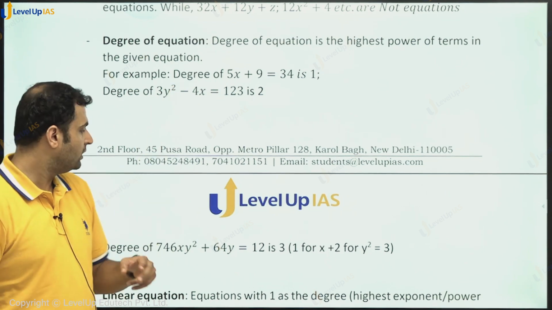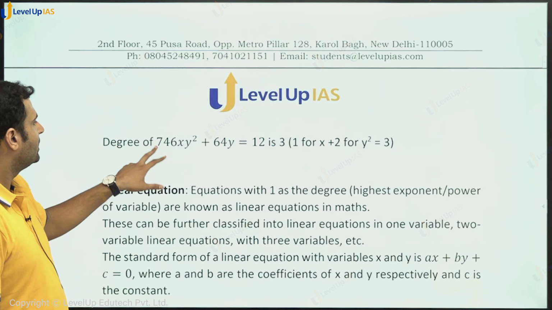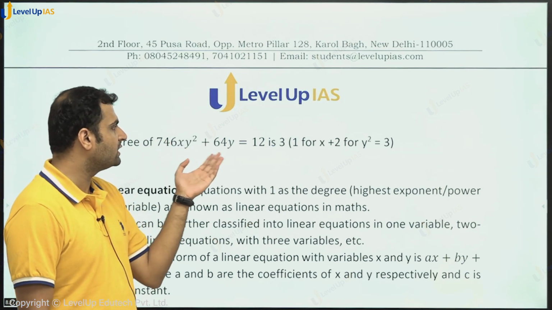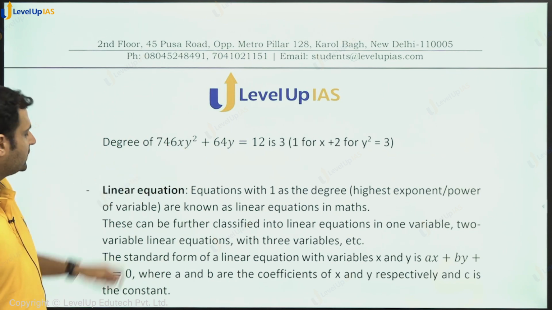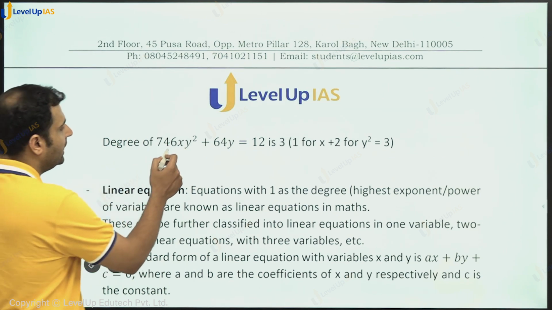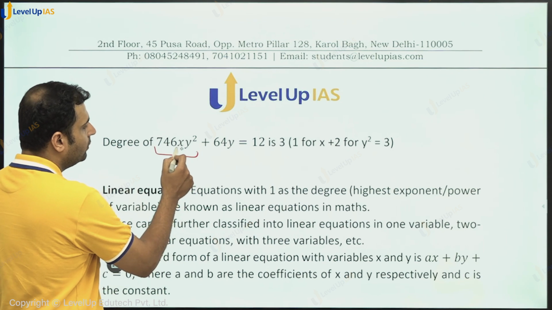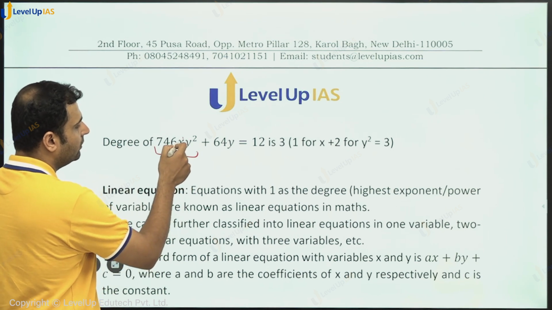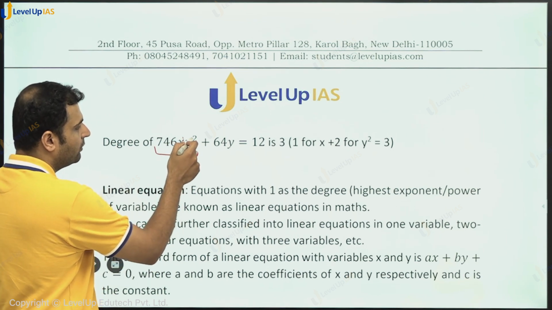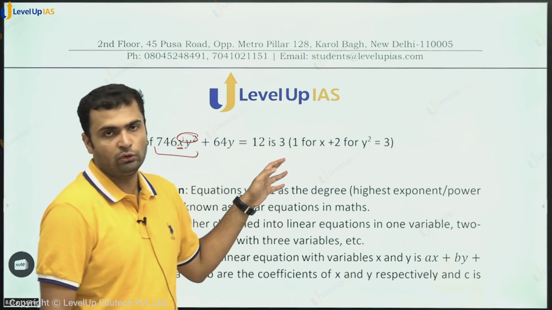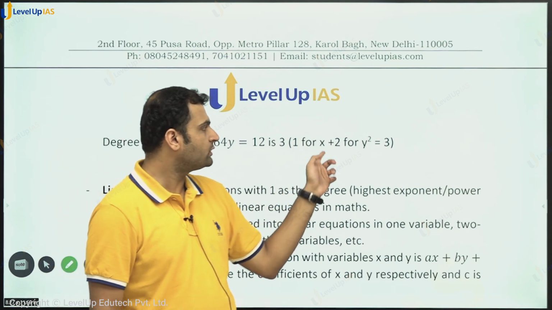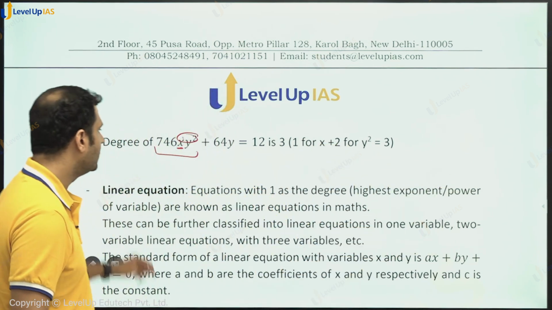So degree is 2. Degree of this 746xy square plus this thing, the degree is here. This is the highest degree term, and 1 is the power of x. Power of y is 2. So 2 plus 1. Degree of this equation is 3. 2 plus 1 is 3. So 1 for x plus 2 for y square, which is 3. So that is the degree.